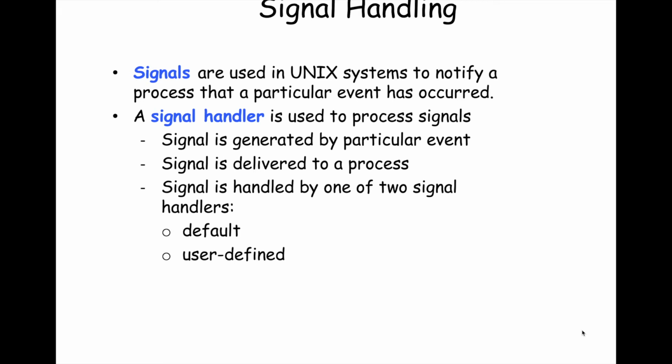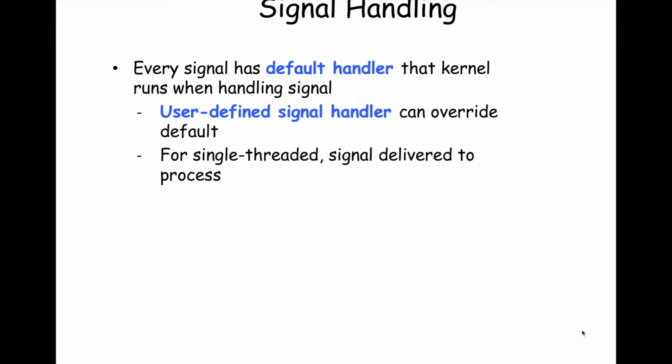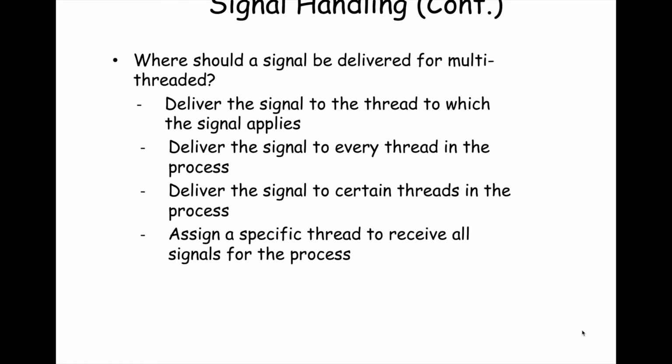Okay, so is it generated by a particular event? Is it delivered to a process? Is it handled only by one handler? Or is it every thread? Okay, so those are choices you have to think about when you're dealing with a lot of this stuff. And so every signal, I said that before, has a default handler, but you can override it. If you have a single threaded application, it's delivered to the process, but for multiple threads, you have to decide what's going to happen, who's going to get this signal, and what are they going to do with it. Okay, so more signal handling.